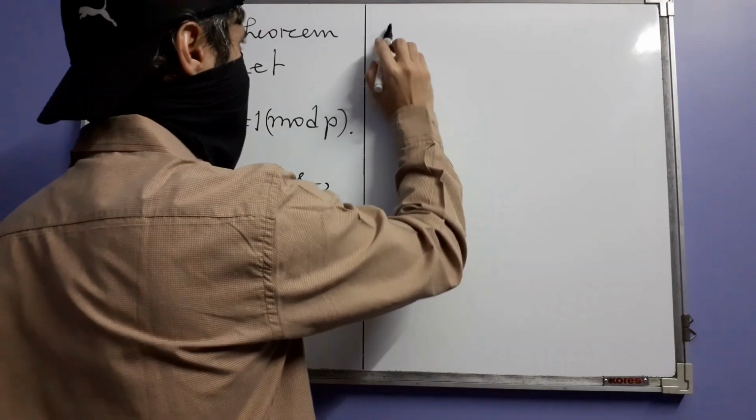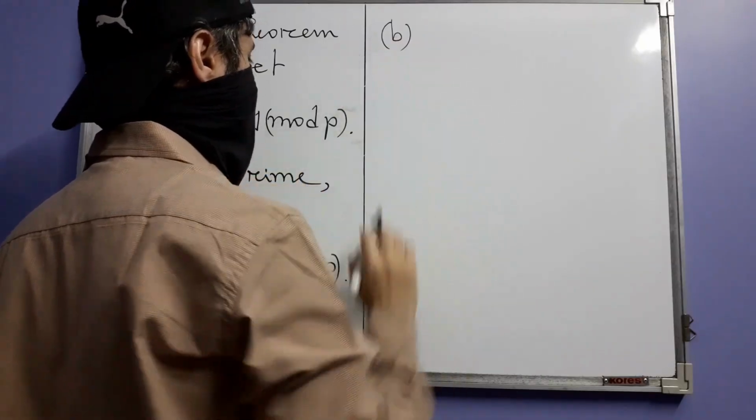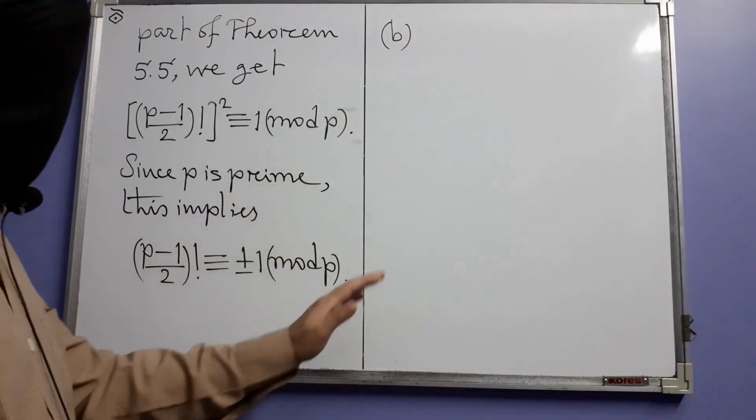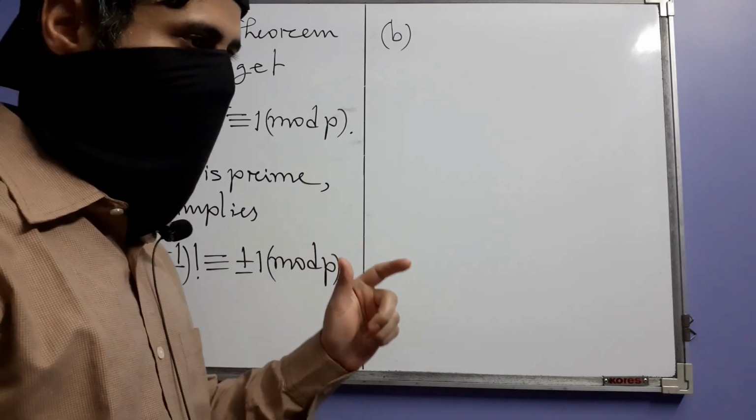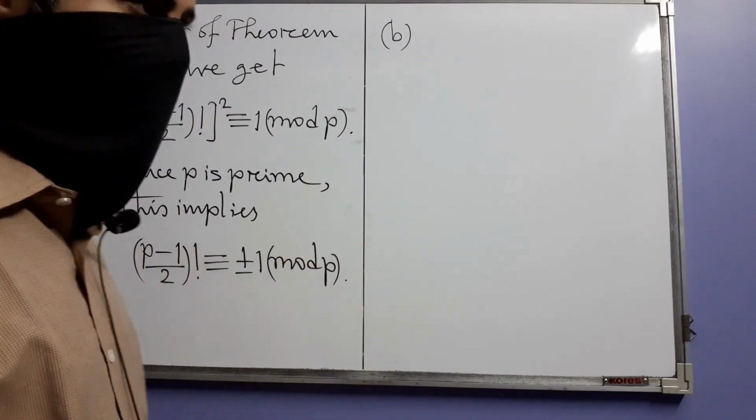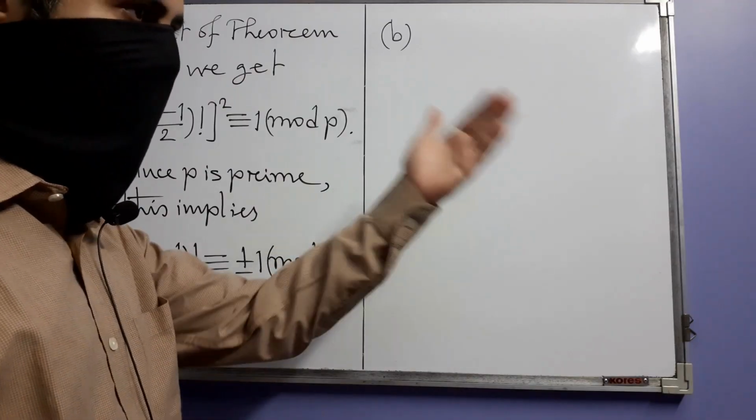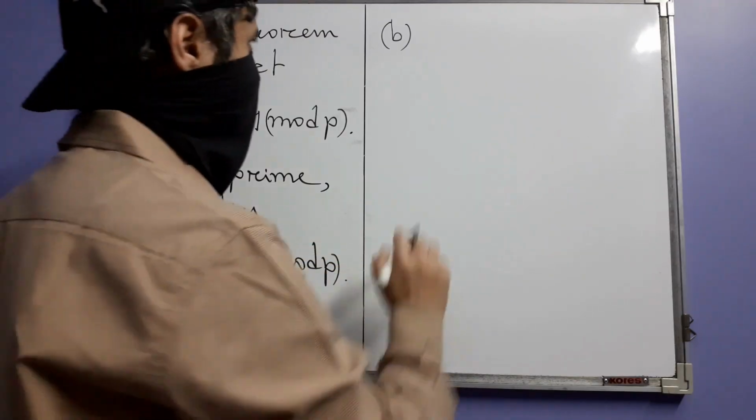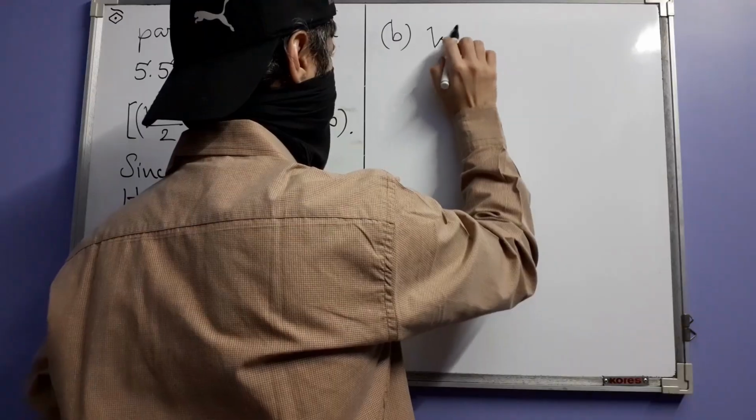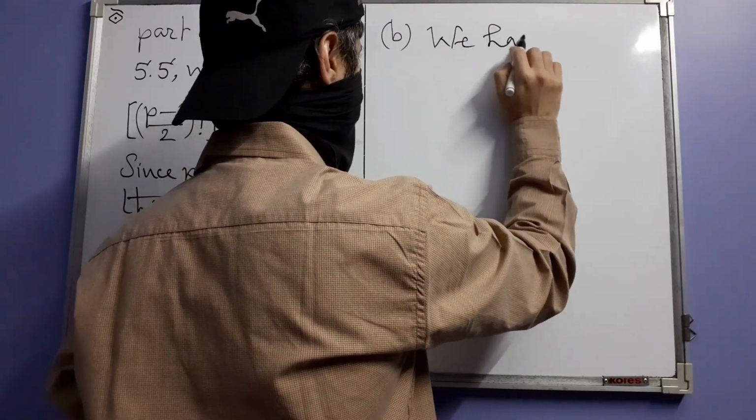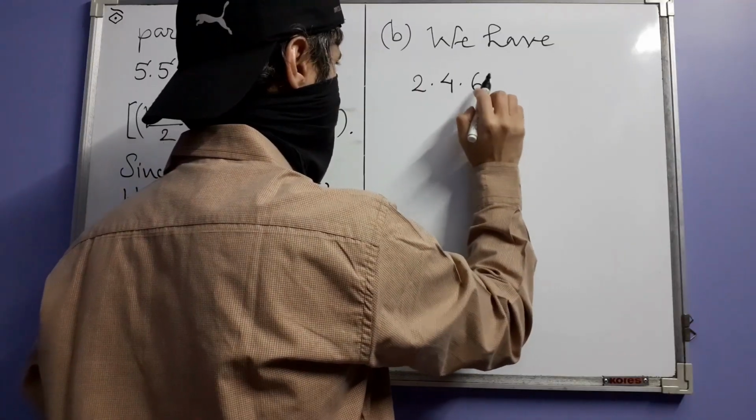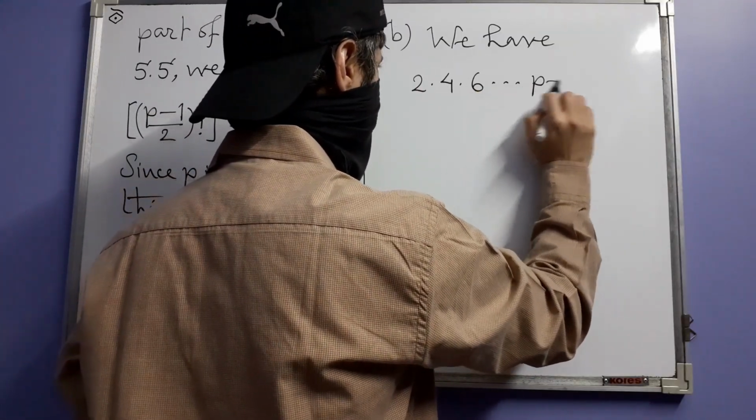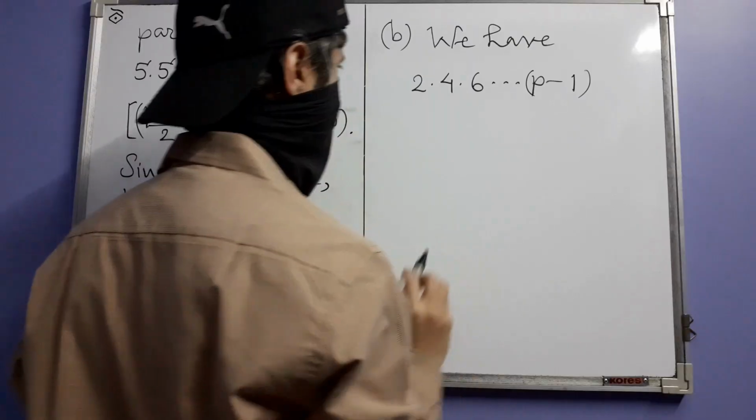Part B. In part B, we have to consider all the positive even integers less than p, because p itself is odd, so p minus 1 is also even. So our product will go till p minus 1. Let's consider the product straight away: 2 times 4 times 6 and so on, up to p minus 1.